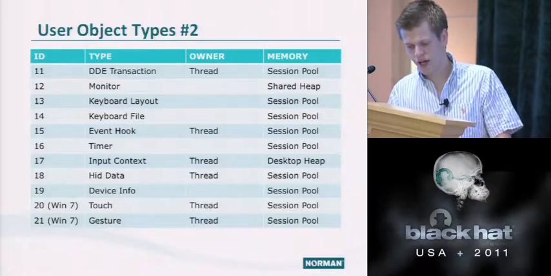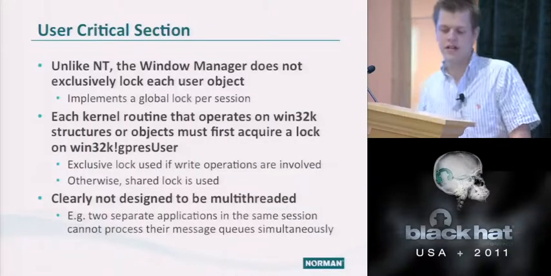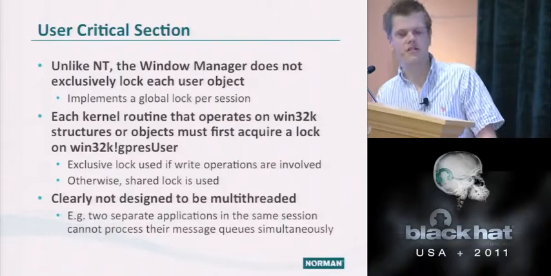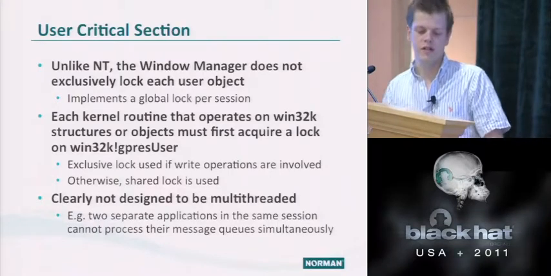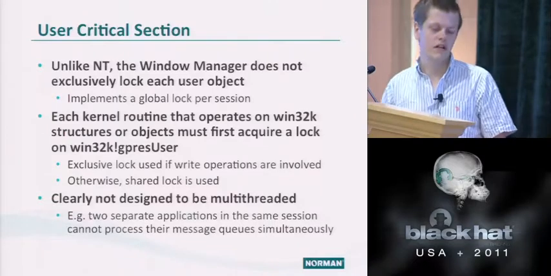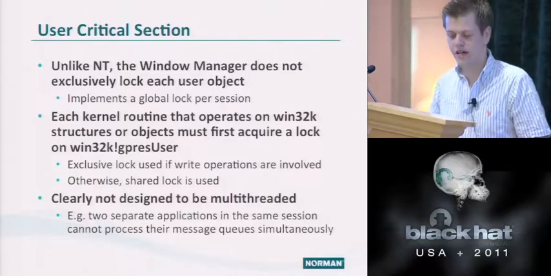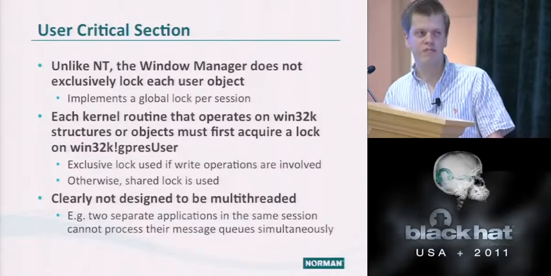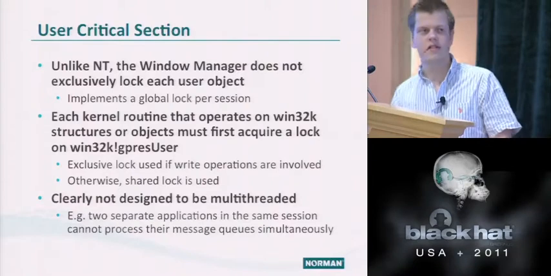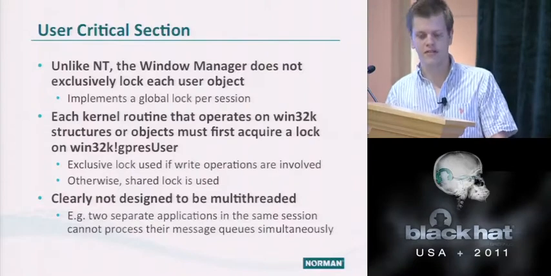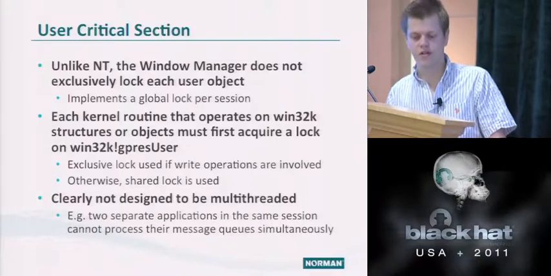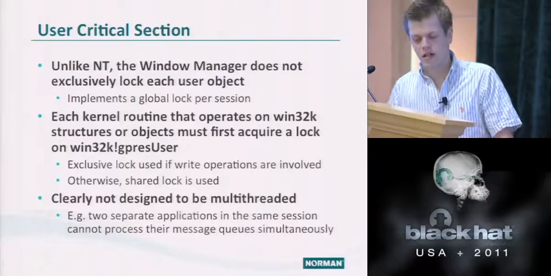What's interesting about the window manager is that it does not exclusively lock each of these objects. So when you try to use an object, you would think that it had some mutual exclusion, like a dispatcher header on the object itself, but it locks the entire window manager. So it has a global lock whenever it operates on these objects or any of the data structures in Win32k.